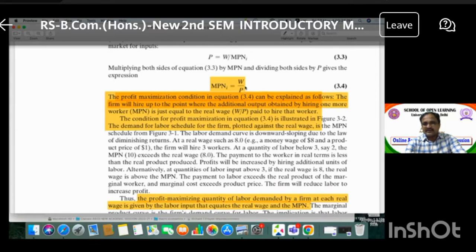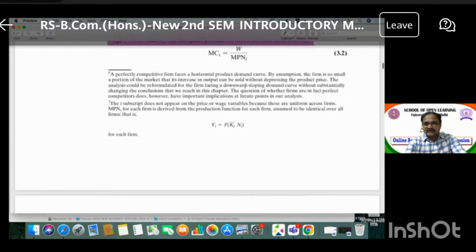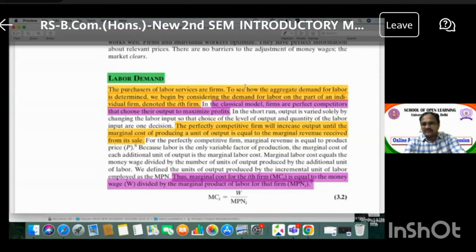W by P is the wage rate. Why is W by P the wage rate? Because in the initial stage, firms are in a perfectly competitive market. What is a perfectly competitive market, which we studied in microeconomics? Large numbers of buyers and sellers who produce a homogeneous product. Their goal is to maximize their profit. In perfect competition, all the producers are price takers. Whatever price is there, they must accept it. The same thing applies in the classical theory under perfect competition. Whatever price is available, they must take. Price means whatever wage is available, the labor must take.